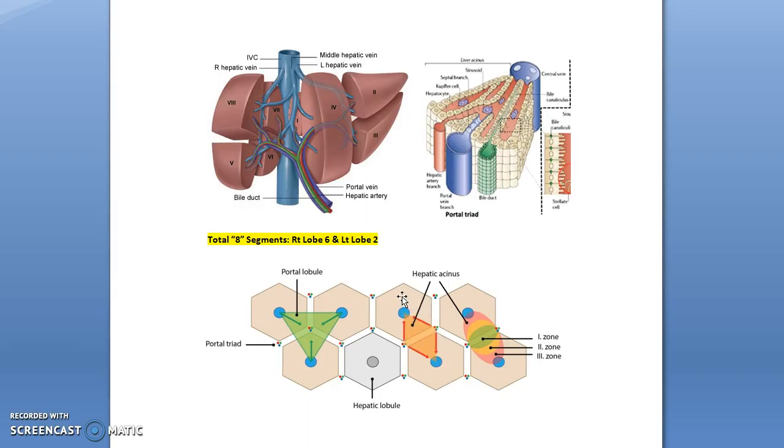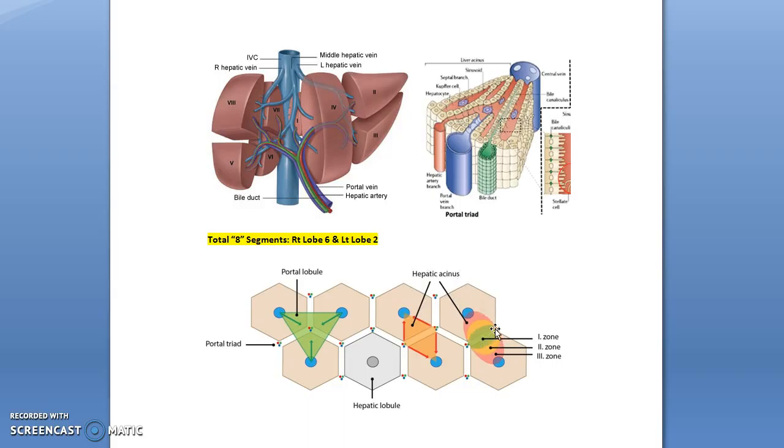Each hepatic lobule is formed of 6 acini in a triangular form. When 2 adjacent hepatic lobules are facing each other, and if you draw this rectangular shape between these 2 central veins, you're going to have what is called the hepatic acinus, which is the functional unit. If you draw a triangle between the 3 central veins of 3 adjacent hepatic lobules, you will get 3 hepatic acini.